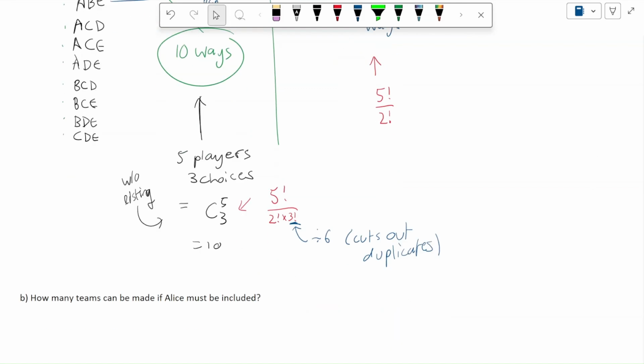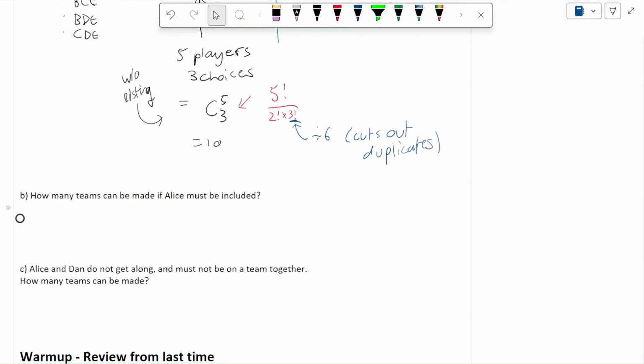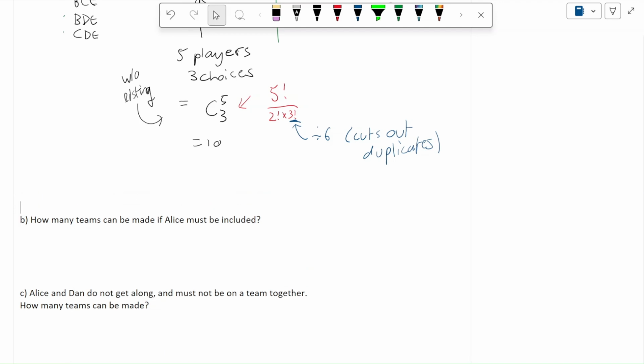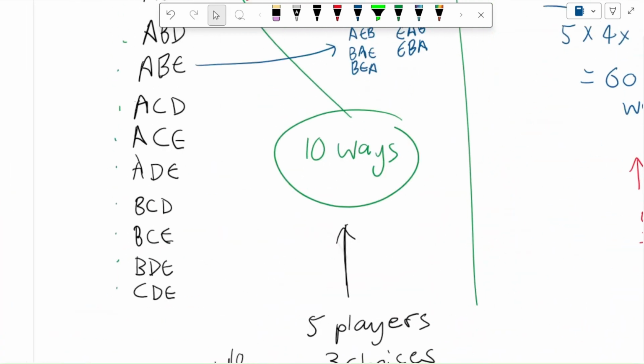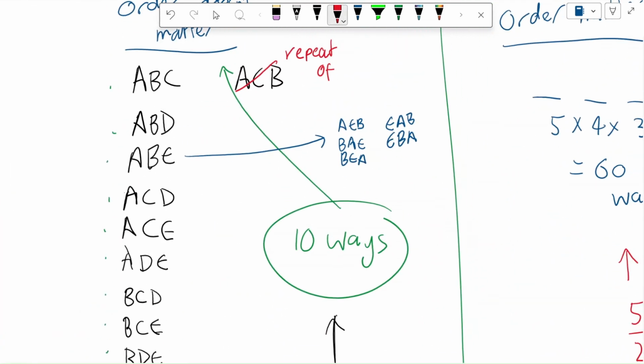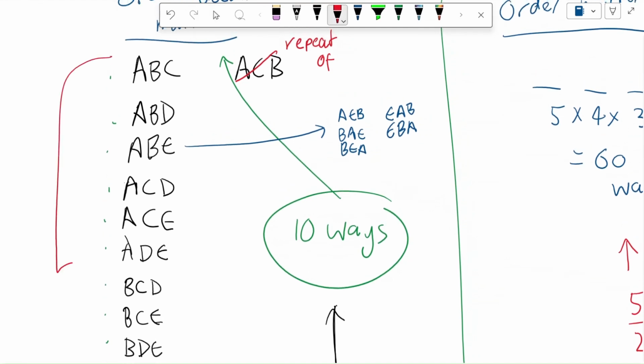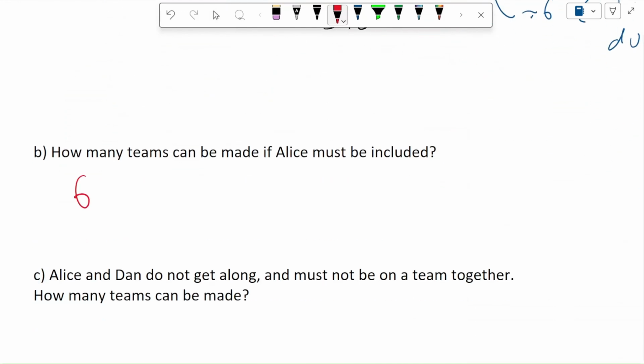Okay. Now, how many teams can be made if Alice must be included? So the way that we answer this is, well, I can actually tell you instantly. The answer is, let's see, if Alice must be included, it appears to be 6 teams with Alice included. So I'm expecting that to be the answer. But we'll pretend we didn't know that.